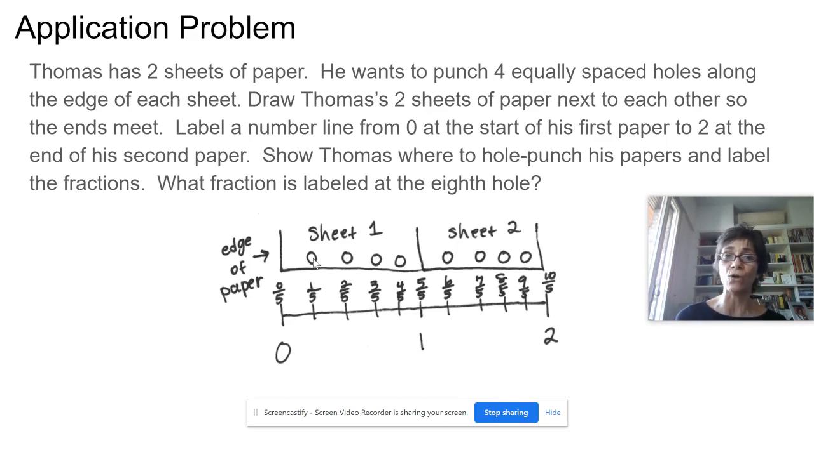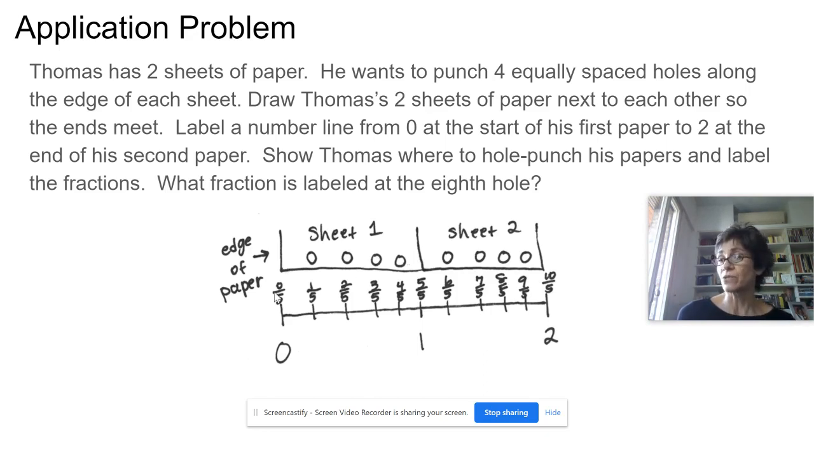So it's true that I punched 4 holes, but I have 5 equal parts, right? Because I have from the edge, which is the 0, to the first hole, then from the first to the second hole, that's 2 parts, then to the third, that's 3 parts, 4 parts, and 5. So I divided into 5 equal parts. There are 4 holes, but 5 equal parts, okay? At this point, I know how to label my fractions. So first of all, I know I have fifths.